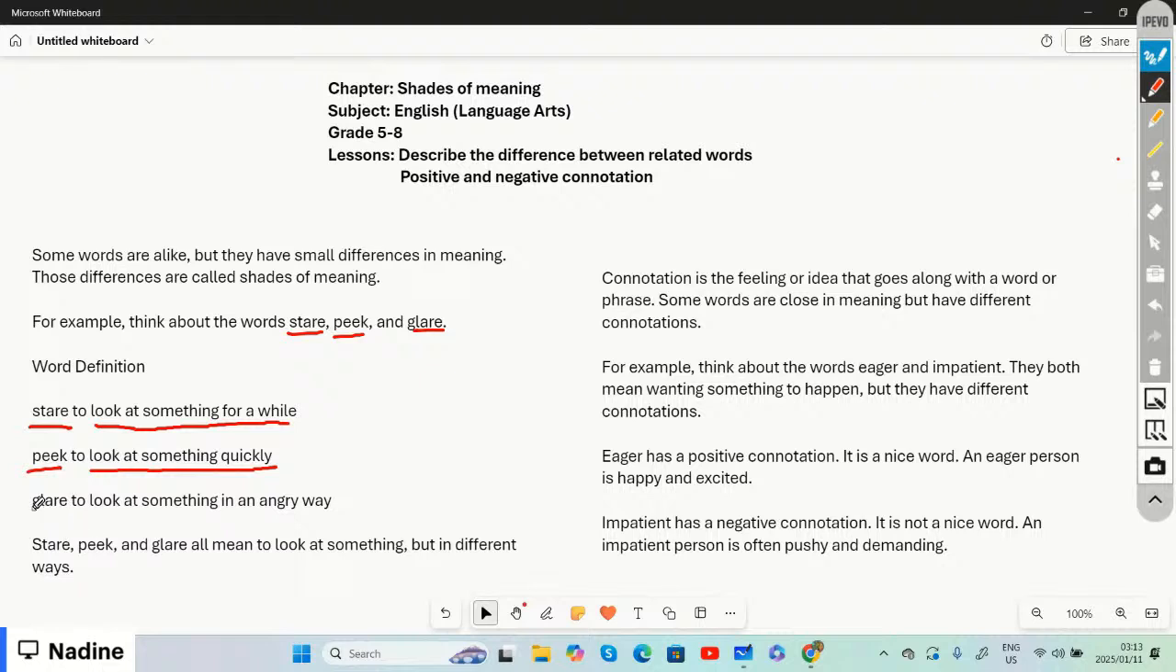And then we have the word glare. When you're glaring at someone or you're glaring at something, then that is basically to look at something in an angry way. Yes, I peeked through the window. Like if you don't want someone to see you, you are slightly opening the curtain or slightly opening the blinds and you are peeking through the window, because you don't want someone to see you.